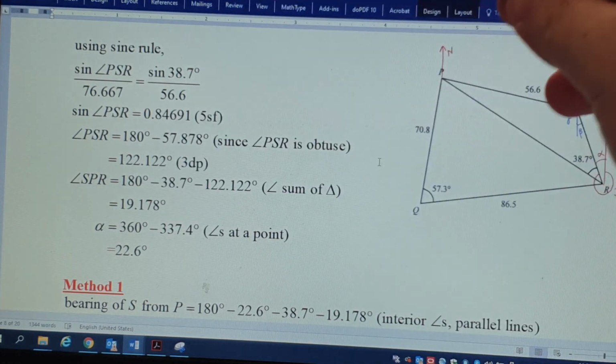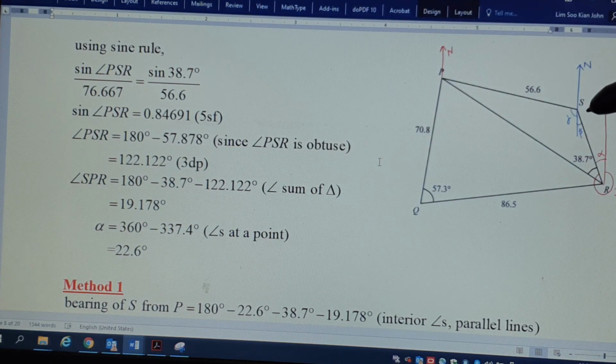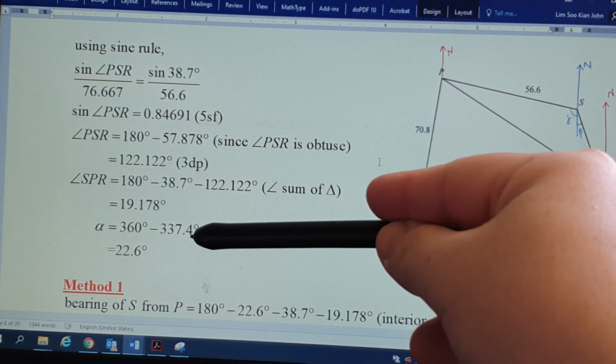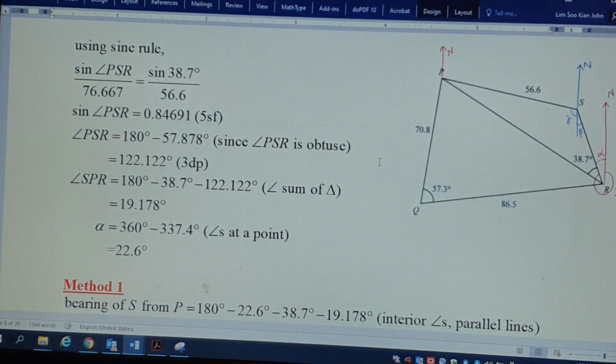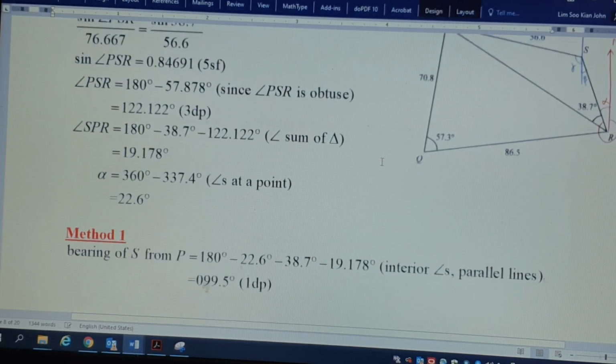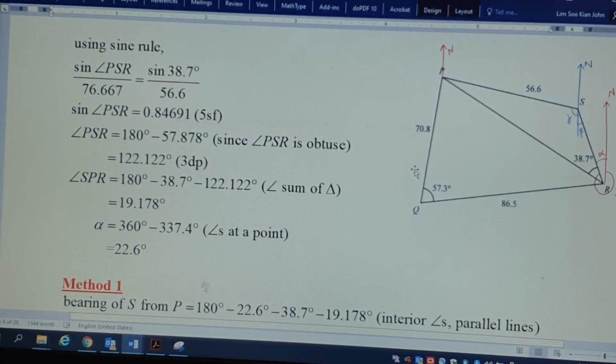Alright. Now, how do we find the alpha here? This alpha here, if you were to use angles at a point, is 360 minus this whole angle. Okay? Why is that so? Later I show you. Okay, now this is the whole solution already. There are a few ways to do it.